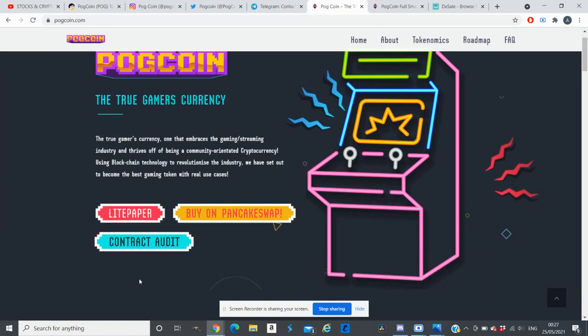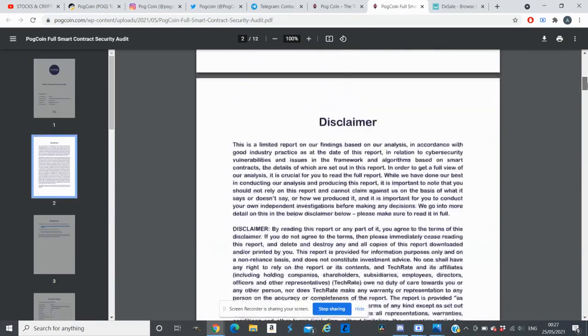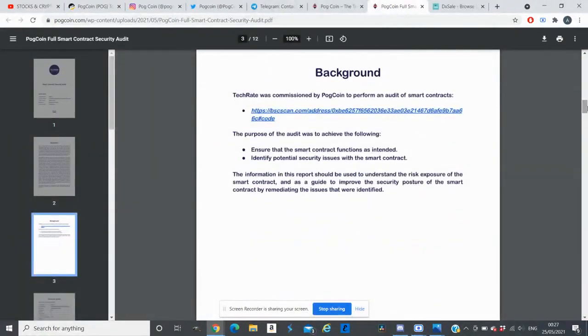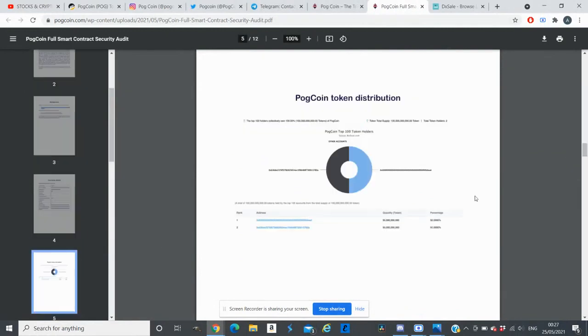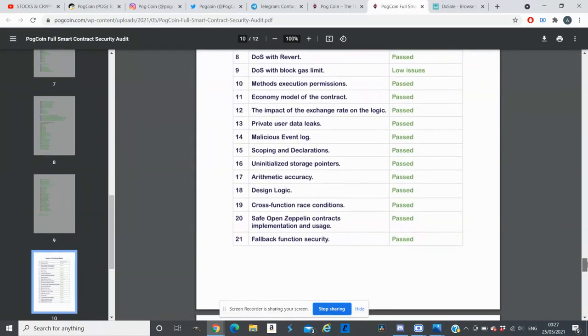And on their website they have their audit report as well, so if we have a look at the audit report, it is done by TechRat, and at the time of the report the token wasn't launched, and they launched the token after the report. At the time of the launch they burned 50% of the token, that's why the total supply of the token is 50 billion. And the audit done by TechRat shows they passed all of their points.